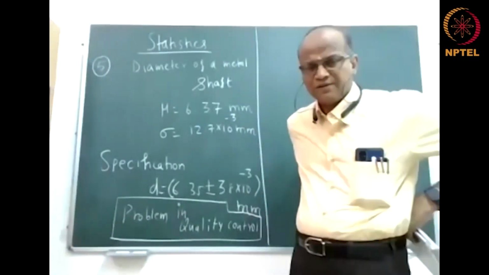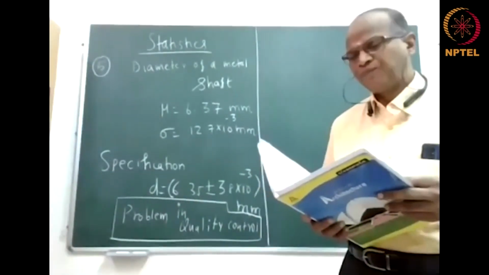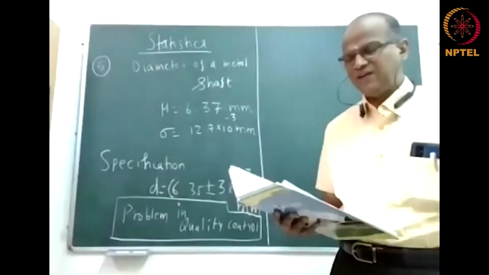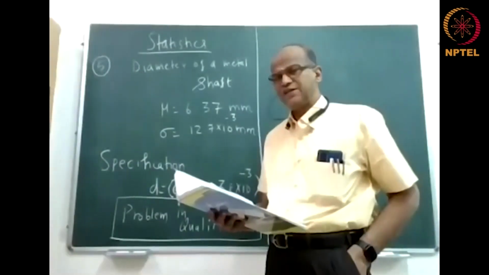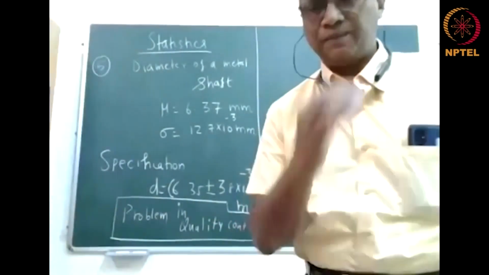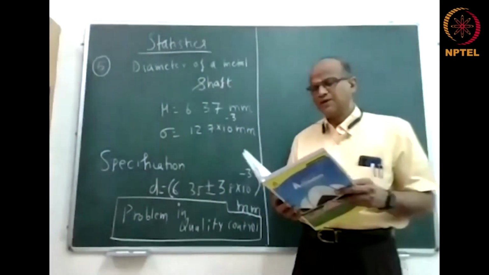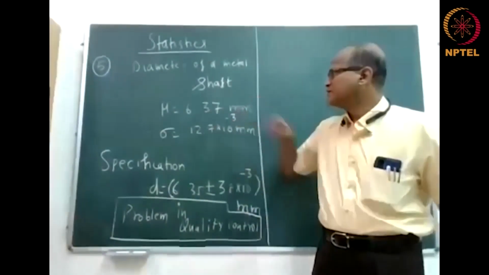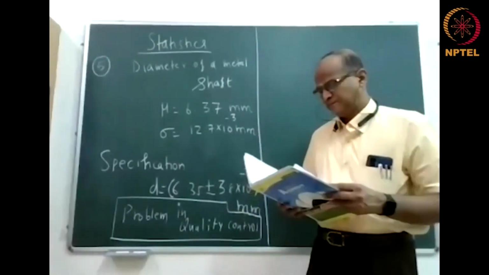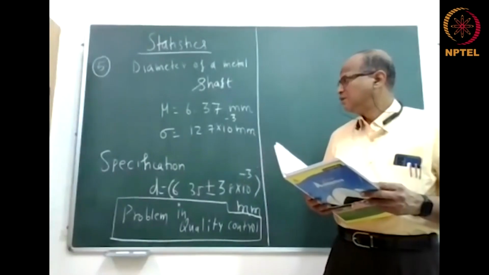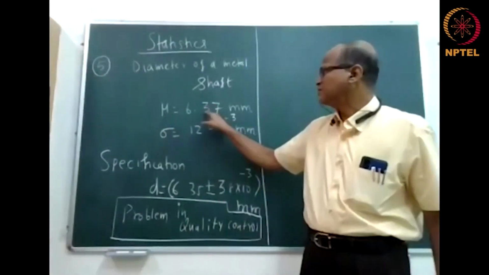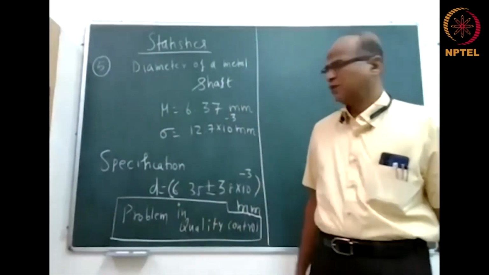The diameter of a metal shaft used in a disk drive unit is normally distributed with a mean of 6.37 millimeter and a standard deviation of 12.7 into 10 to the minus 3 millimeter, that is 12.7 micrometer. The mean is 6.37 millimeter. The standard deviation is 12.7 micrometer.